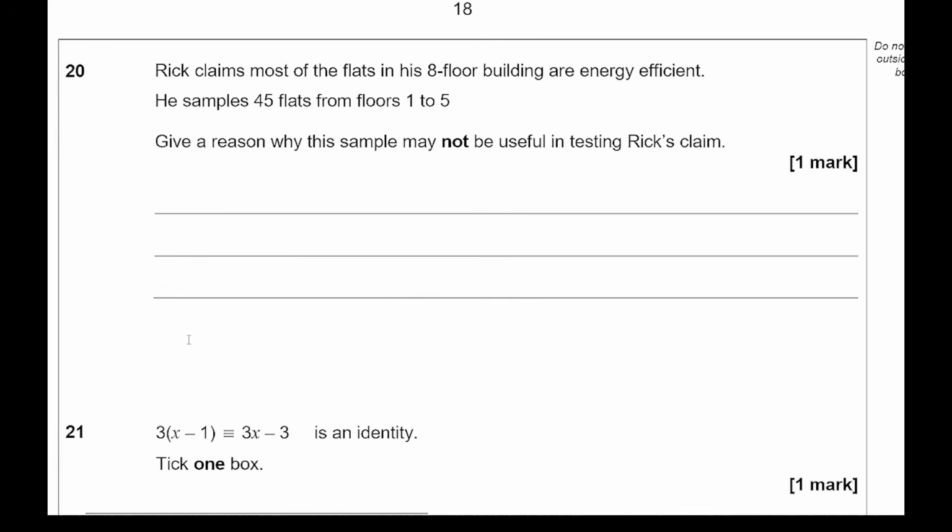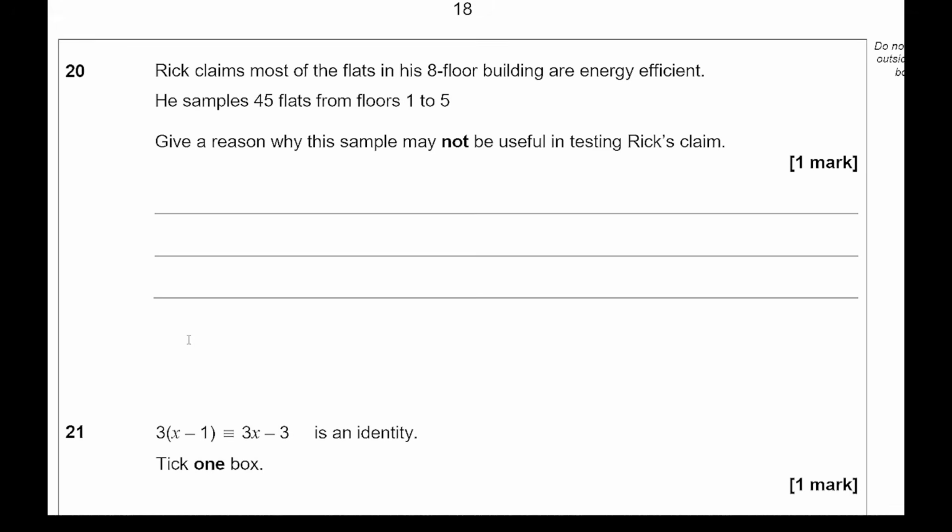For question 20, it says Rick claims most of the flats of his 8-4 building are energy efficient. He samples 45 flats from floors 1 to 5. Give a reason why his sample may not be useful in testing Rick's claim. Now there are lots of different answers you can give for this one, so it's worth checking the mark scheme to see whether your 1 mark answer is going to be accepted.